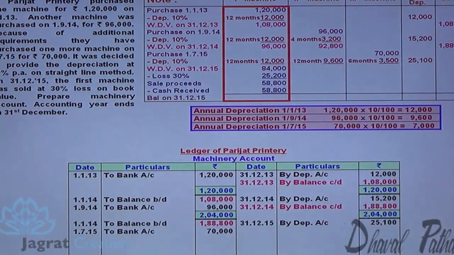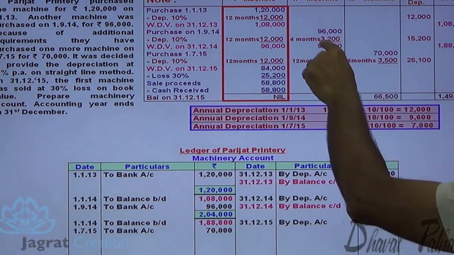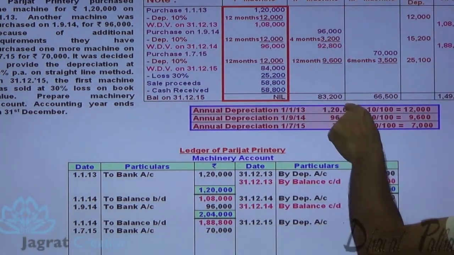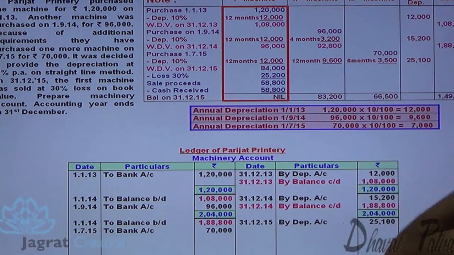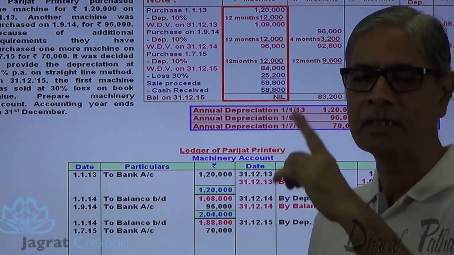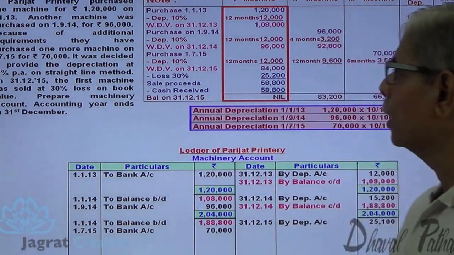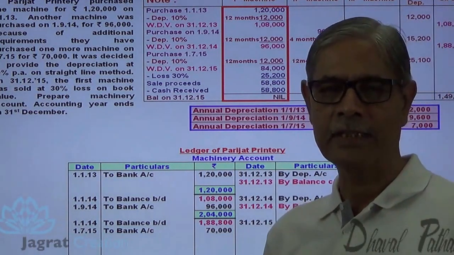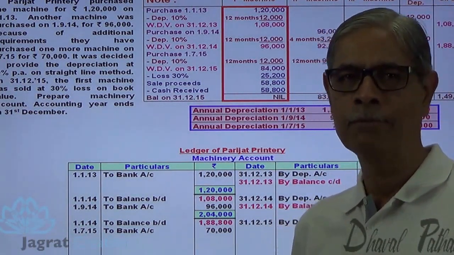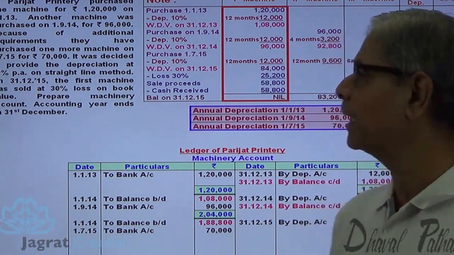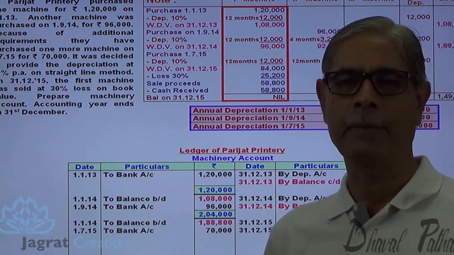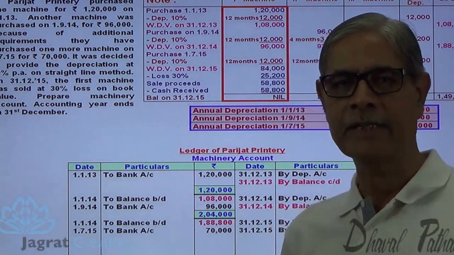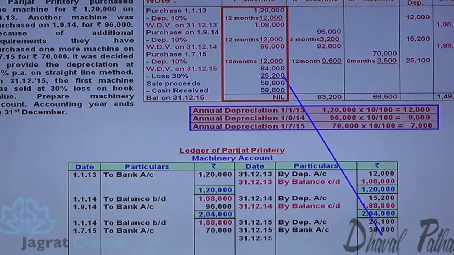Here you will get the balance as on 31st of December. So 92,800 minus 9,600, 70,000 minus 3,500. This total is the closing balance. Now I am required to write down the sales proceeds and loss on sale of machinery. This machinery is sold, cash is received, so bank account is debited. Machinery goes out of the ownership, so the machinery account is to be credited. So bank account debit to machinery account credit 58,800. Loss on sale of machinery will be debited to profit and loss account. So profit and loss account debit to machinery account credit 25,200.